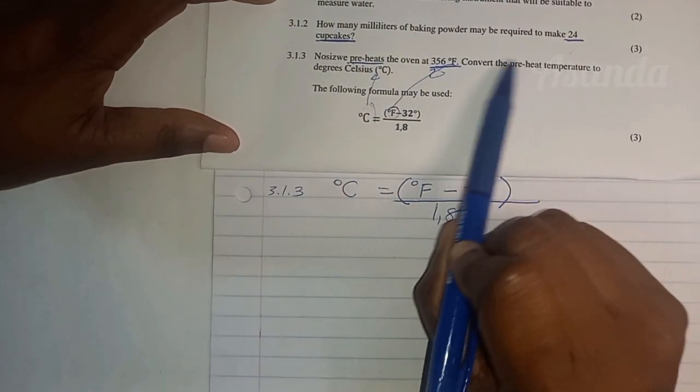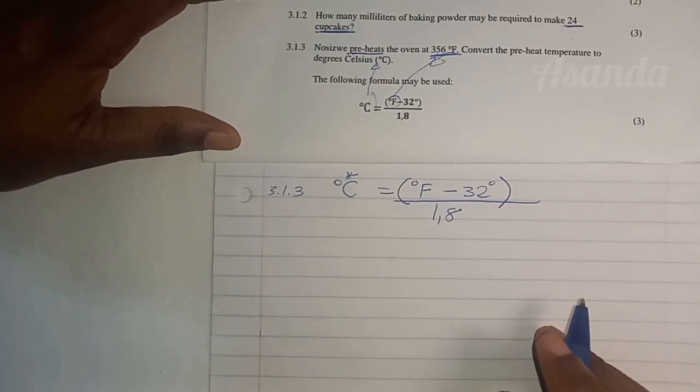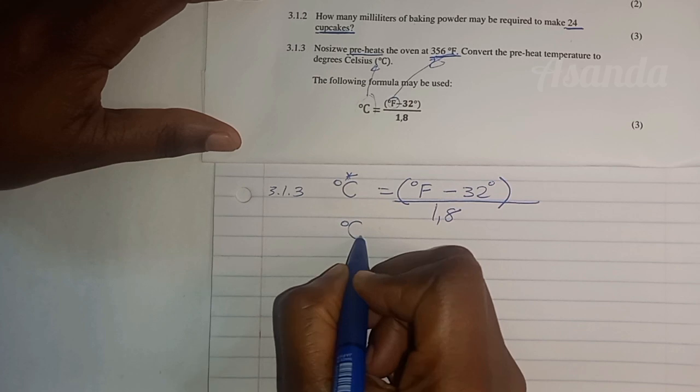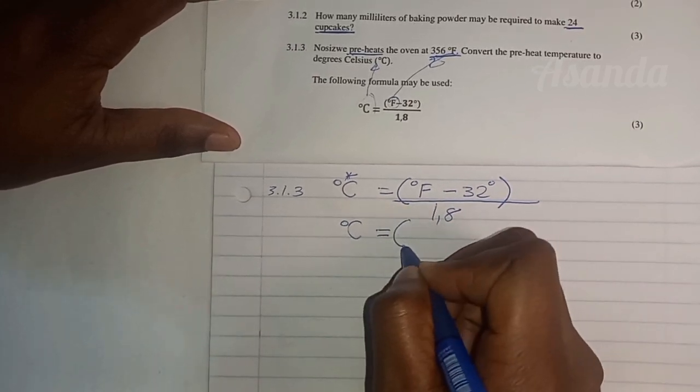I said the question said must calculate what? Degrees Celsius. So this one is my unknown. I always note my unknown. So I do not know this, I can't substitute on it. Then I say C is equal to open bracket.